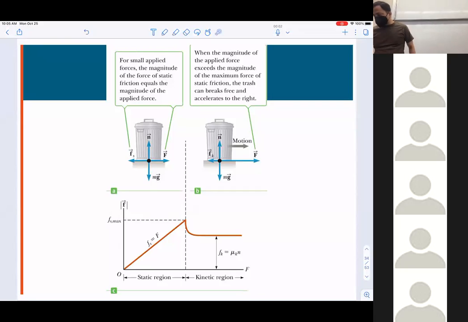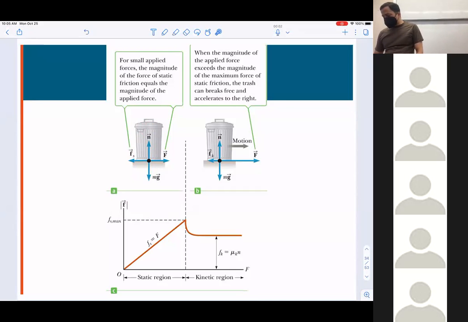In the last class, we introduced the idea of friction for the first time. Here's a quick summary of it. We looked at our quintessential example of trying to move a trash can. Here it is on the ground, and here is a free body diagram for it, when the trash can is at rest and you're trying to push it, but it's still at rest.